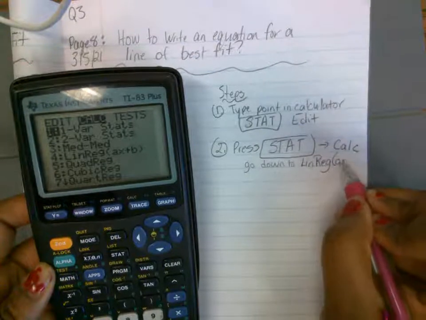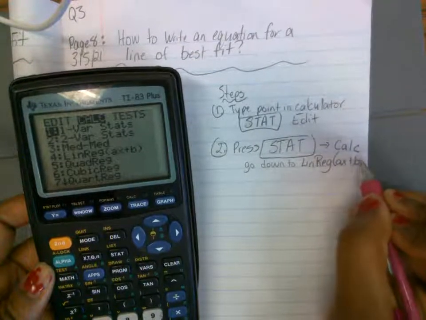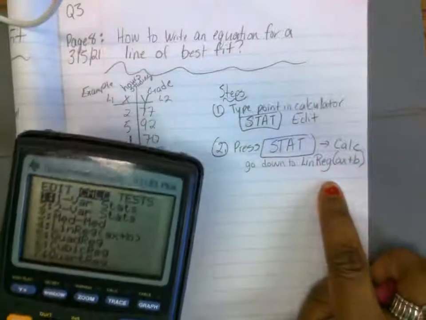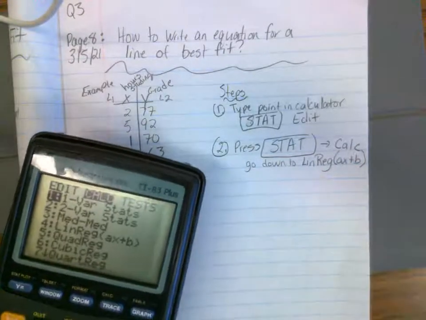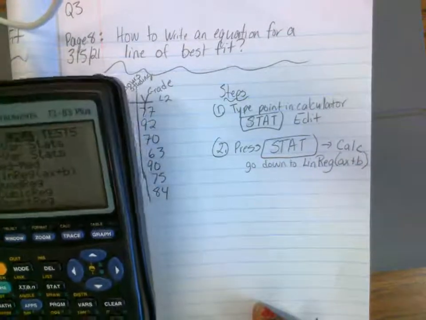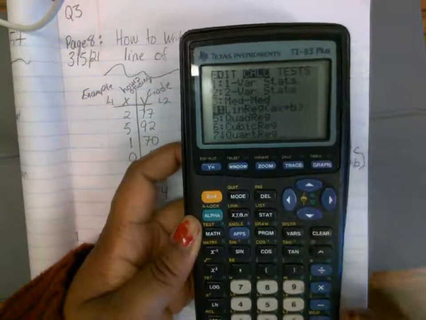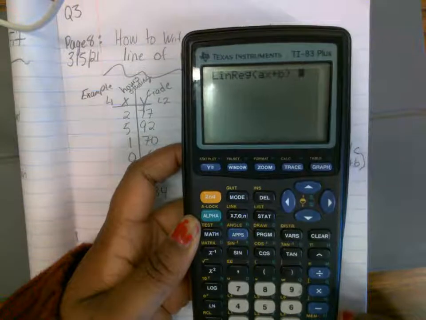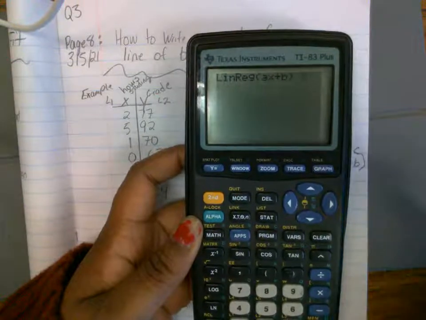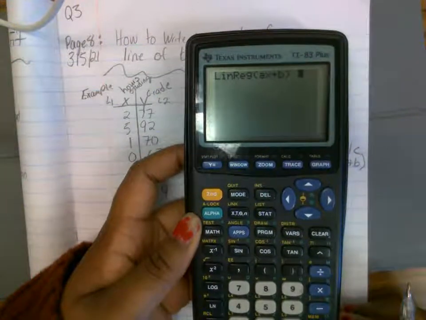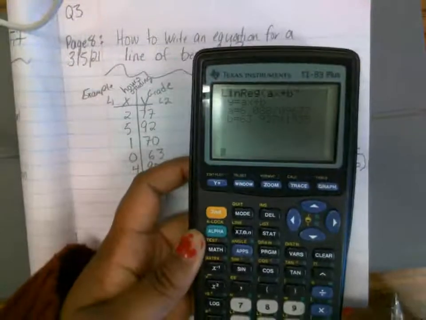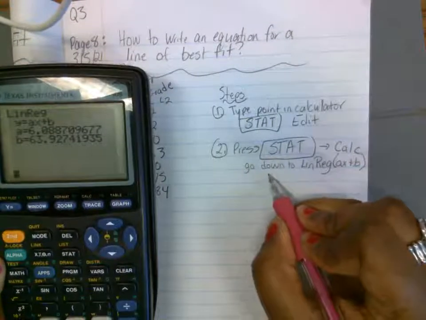This is where you're telling the calculator to make a line, to write an equation for the line. So go down to lin reg. Okay. Press enter there. And then you're going to press enter again. That's your equation.